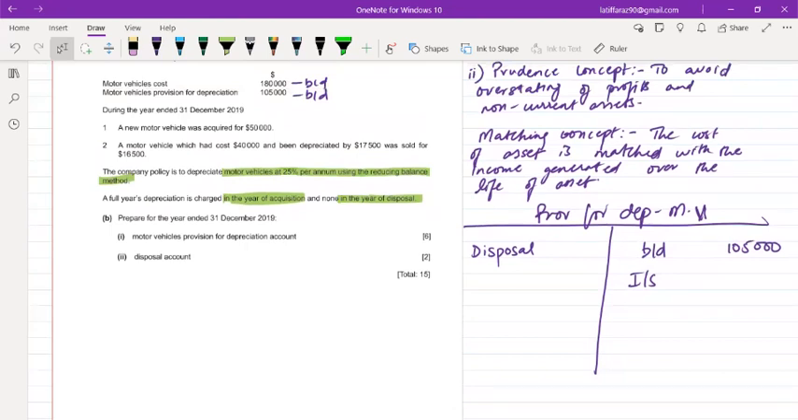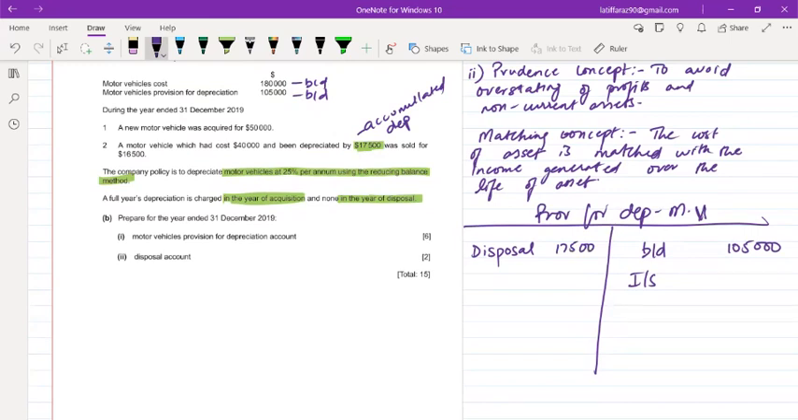So a motor vehicle which had cost 40,000 was depreciated by 17,500. So accumulated depreciation has been given in the question. We do not have to calculate it. So we will simply enter 17,500.